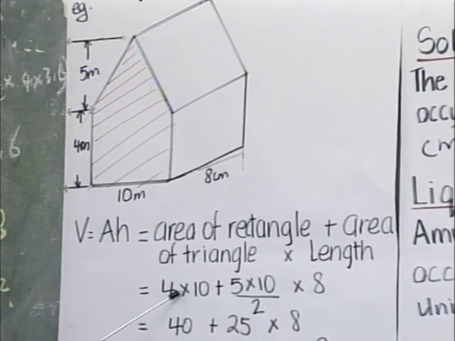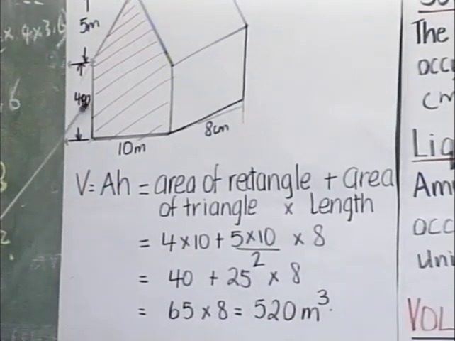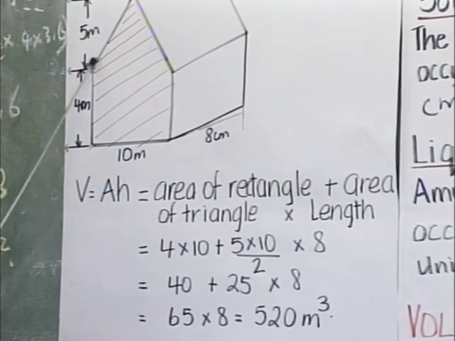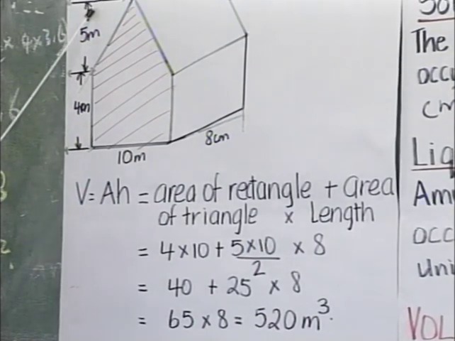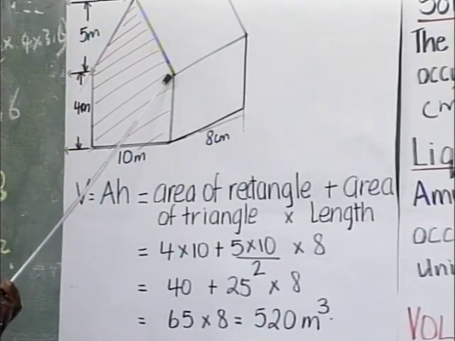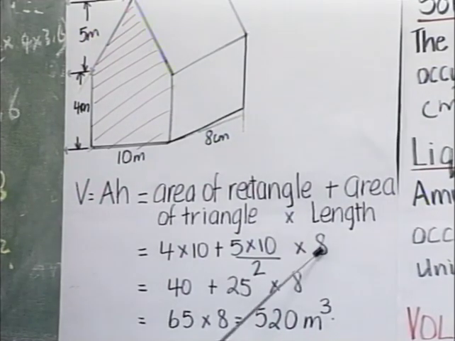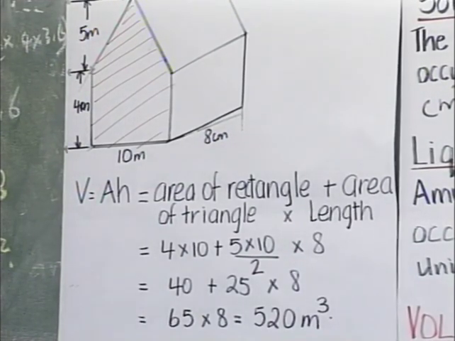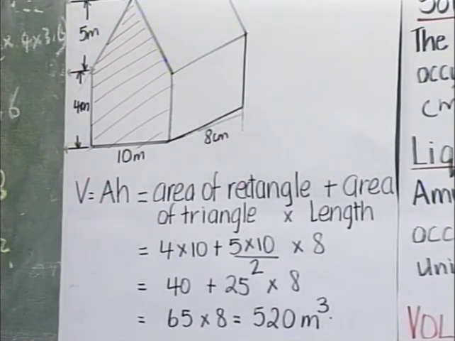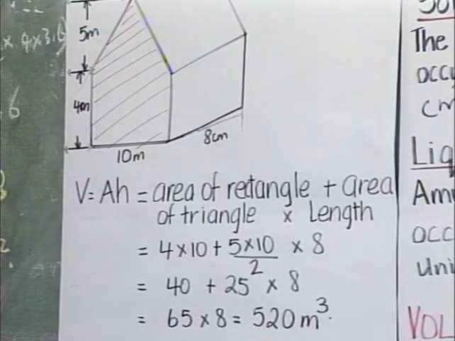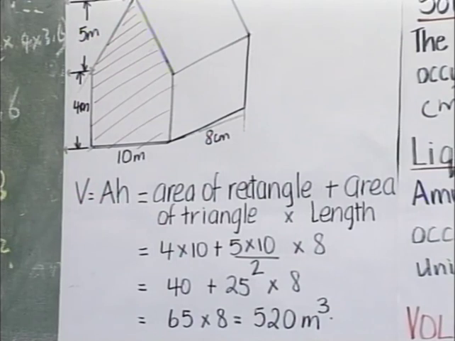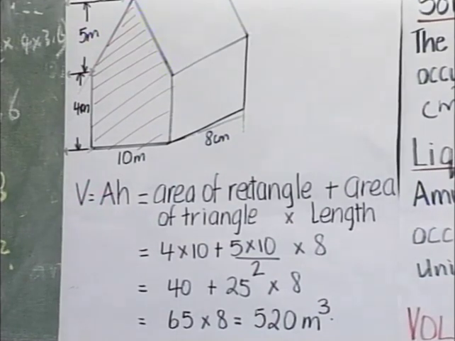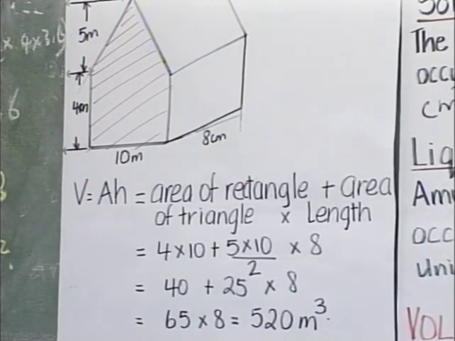So I've got the area of a rectangle, which is 4 times 10, and the area of the triangle, which is half of the perpendicular height, which is 5, and the base is 10. So I've got 5 times 10 over 2, multiplied by the length. So I get 65 times 8, which is 520 cubic centimeters, sorry, cubic meters. So generally, the volume of any prism or any solid is given by the area of the cross section multiplied by the length or the height.